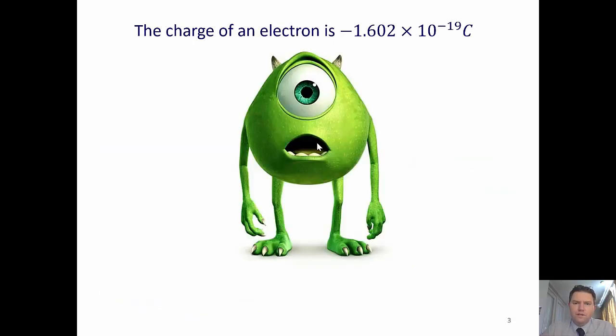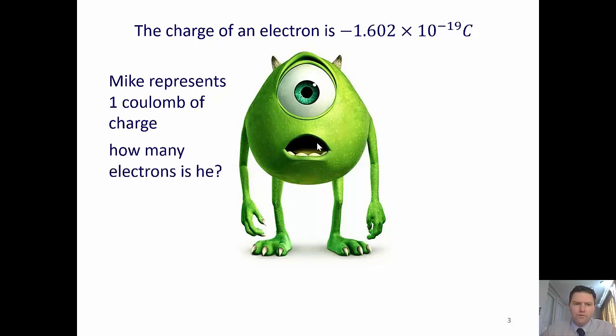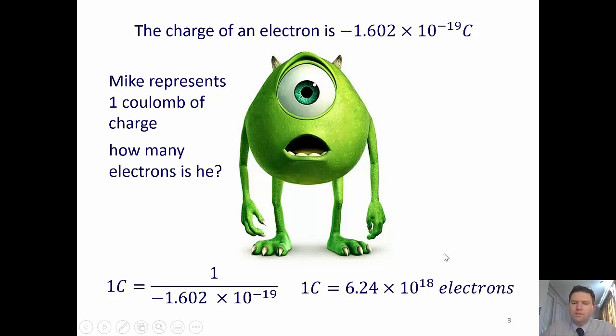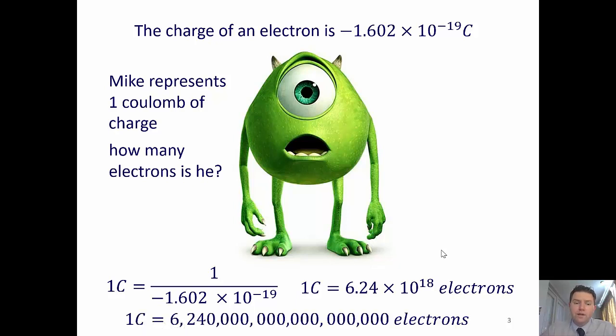So hopefully you're seeing this guy, Mike Wazowski. I like to think of Mike representing 1 coulomb. He's round, and he's obviously got a lot of electrons. So how many electrons is he? Well, if we know the charge on a single electron is 1.602 times 10 to the minus 19, if I go 1 divided by that number, that'll tell me what 1 coulomb is. And so 1 coulomb is 6.24 times 10 to the 18 electrons. Or in another way of saying that, he's 6 million million million electrons.